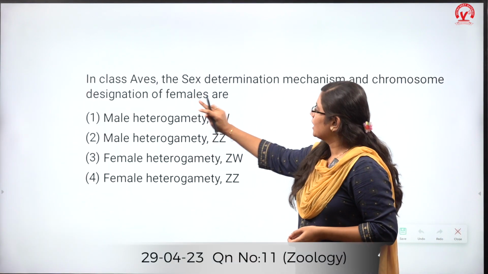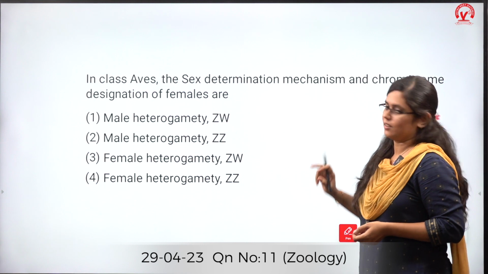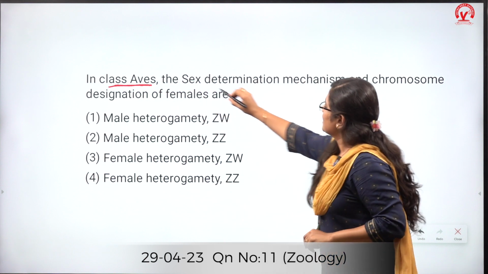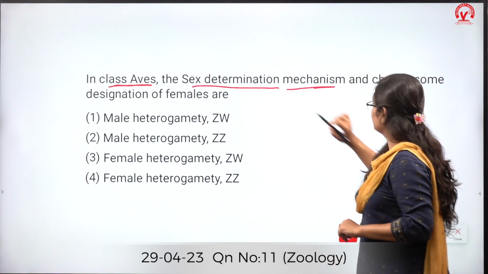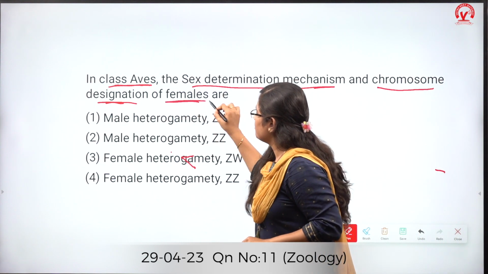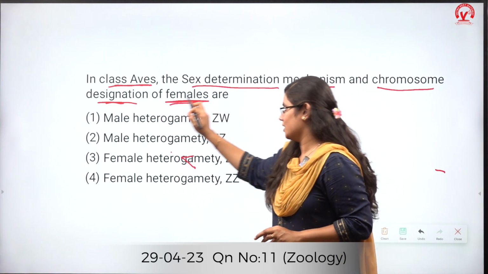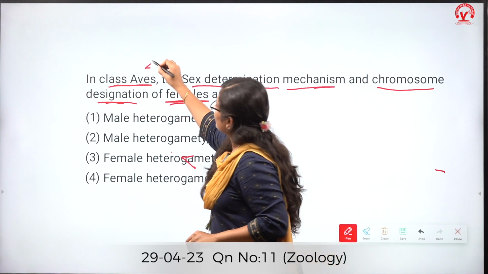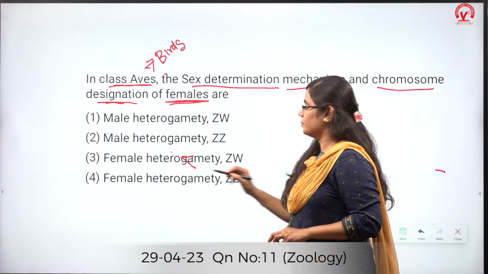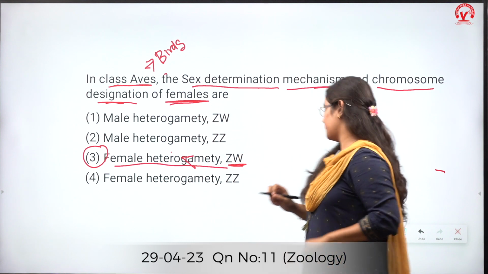In class Aves, the sex determination mechanism and chromosome designation of females are. So, the keyword here is class Aves. They are asking about the sex determination mechanism and chromosome designation of females in class Aves, that is birds. So, here the correct answer will be option 3, female heterogamety ZW. I will explain why.